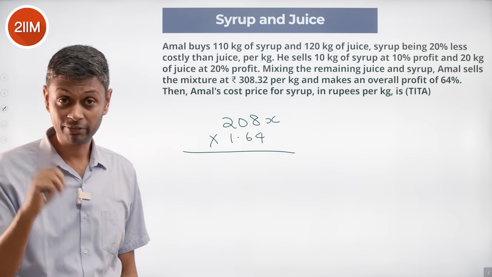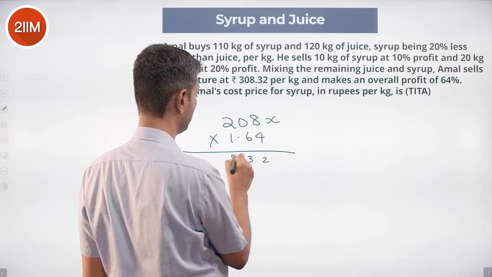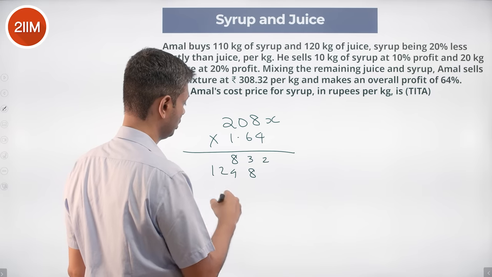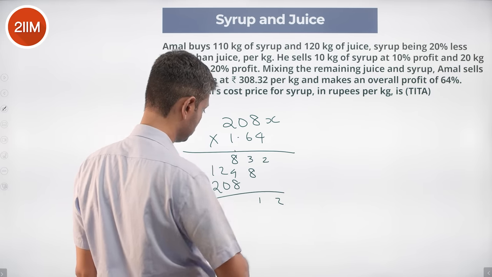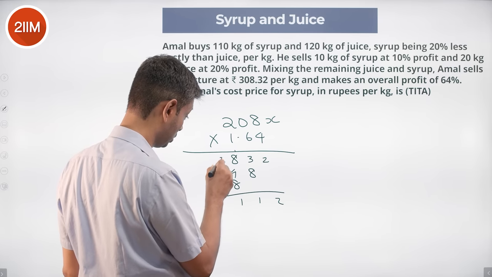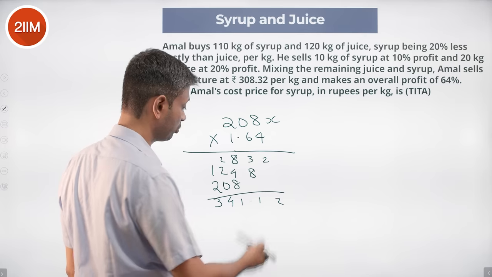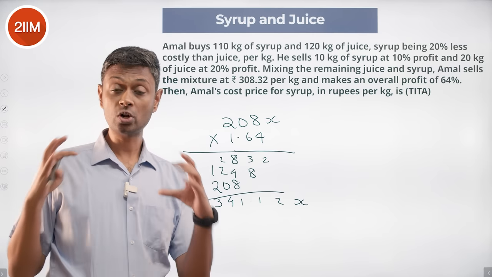I don't have a great fashionable method for this. I'm going to brute force this. 4 8s are 32, 6 8s are 48, 208 into 1.64. 9 + 4 = 13 + 8 = 21 + 1 = 2 + 2 = 4, he gets 341.12x. This is his overall selling price.